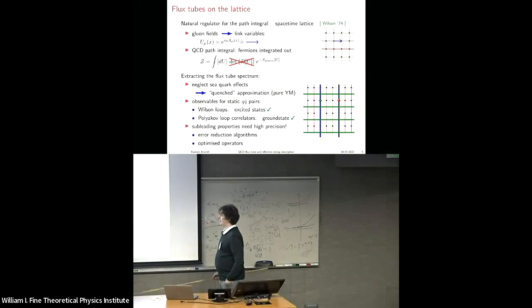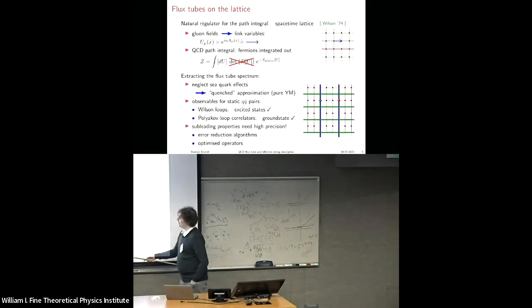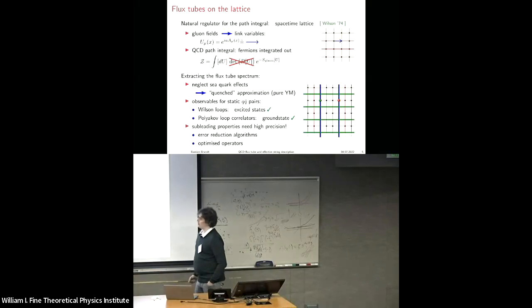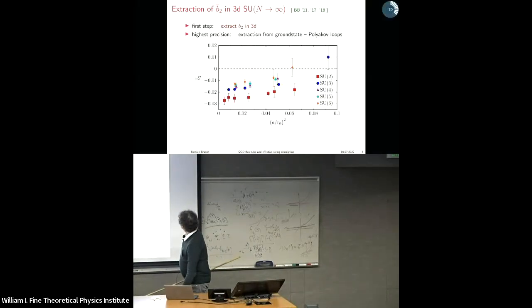So what we need to do is use highly sophisticated algorithms. We need to implement error reduction algorithms and use optimized operators and so on. And in this way, we can really get the spectrum with a high accuracy. I don't want to go into the details, just telling you that this is a highly non-trivial task, and then directly show you some results of what I got.